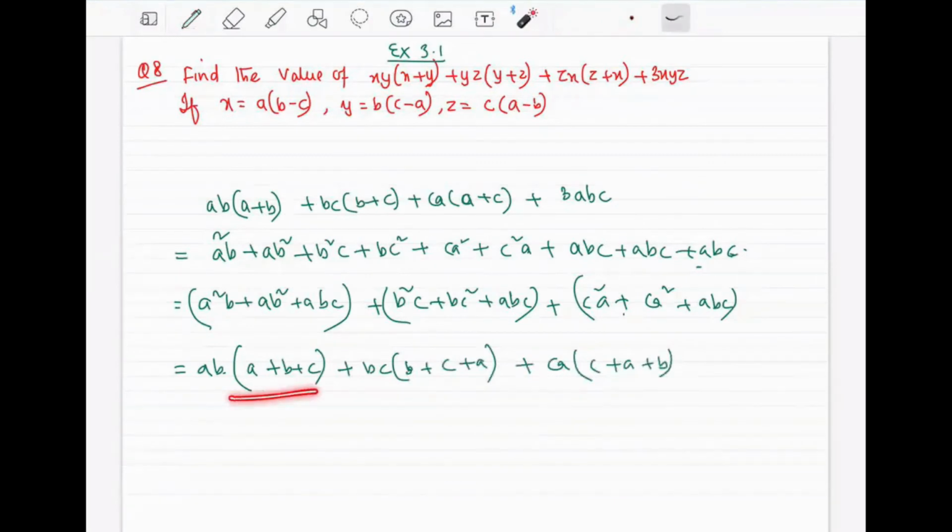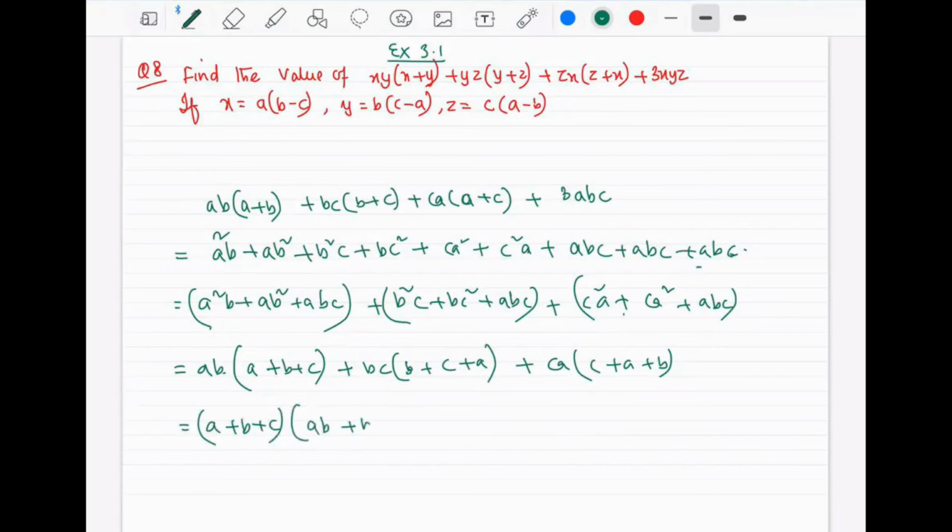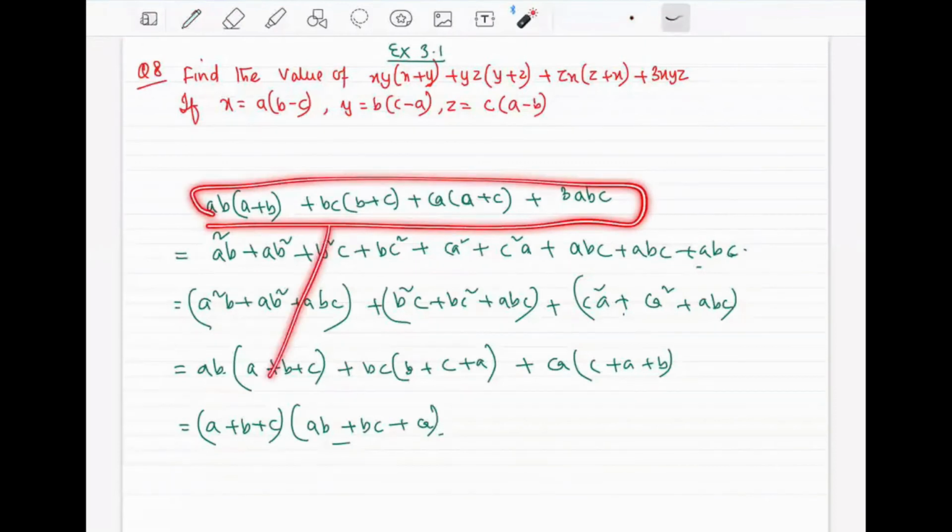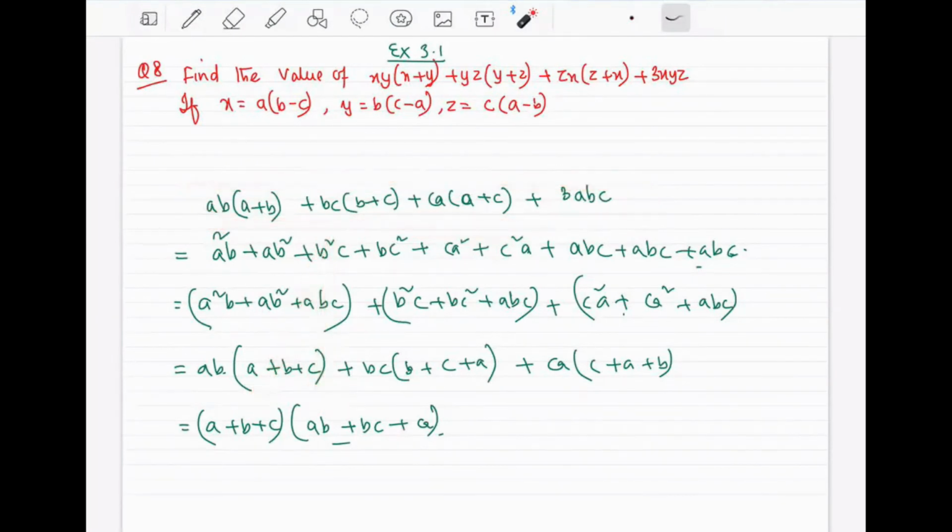Okay, so A plus B plus C, this is also A plus B plus C if you rearrange them. This is also A plus B plus C if you rearrange them. So I can take out these three of them as a common factor. For the remaining, we will keep it later: AB, BC, and CA. So this big expression right here is reduced into two factors: A plus B plus C and AB, BC, CA.